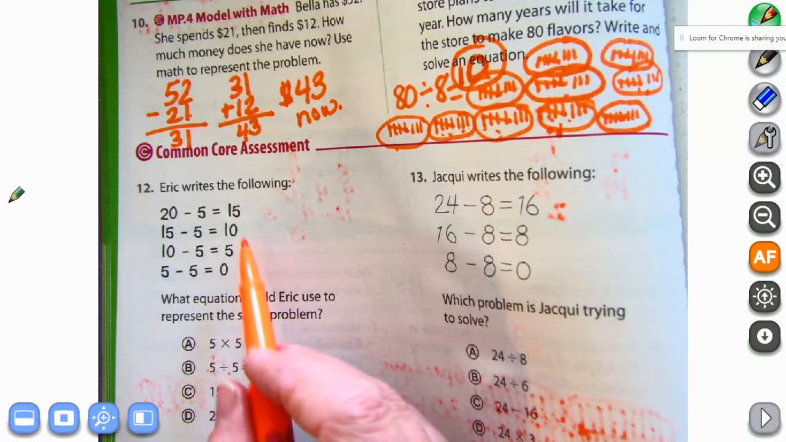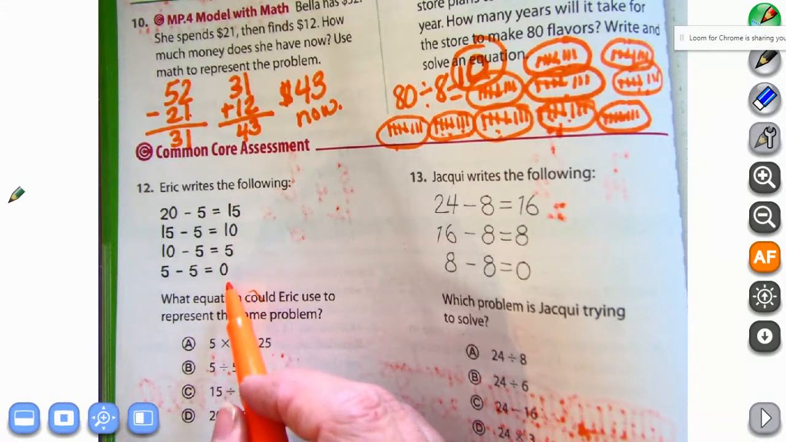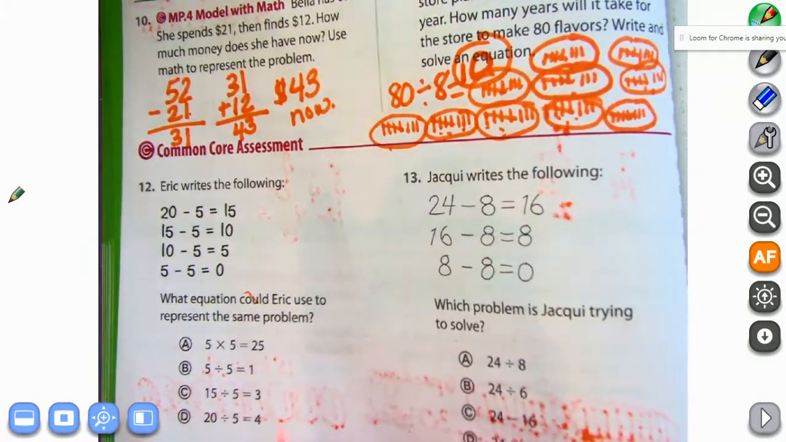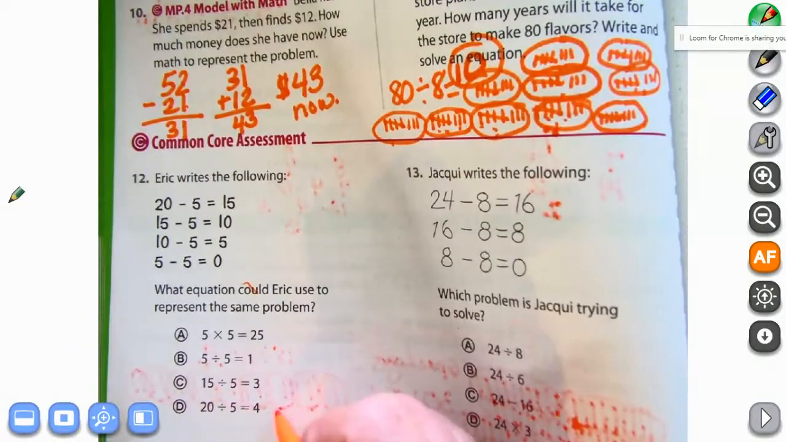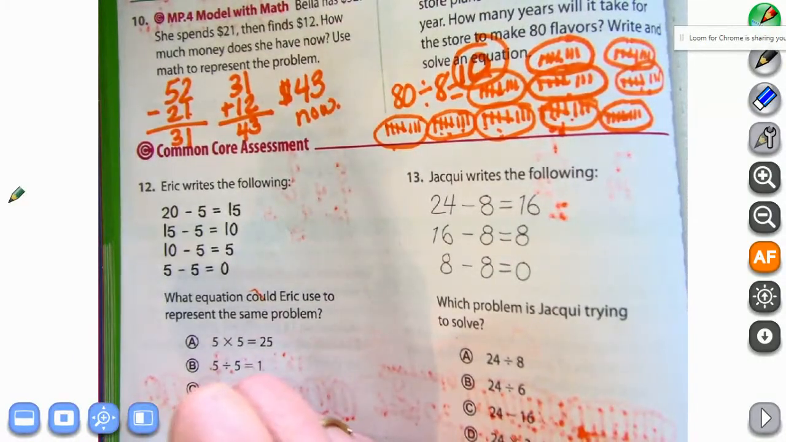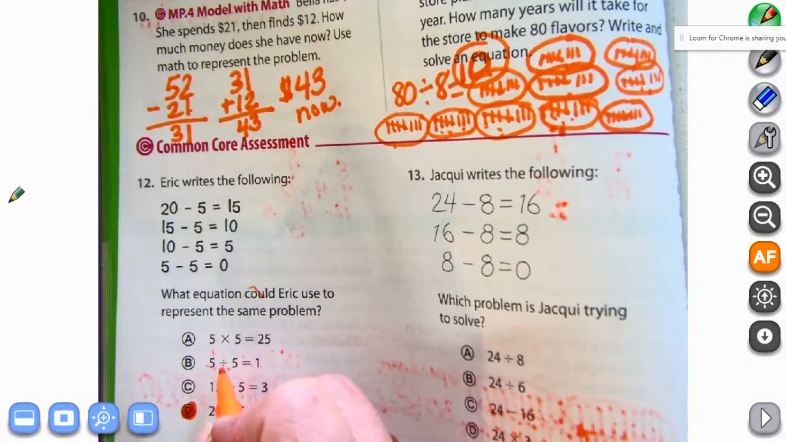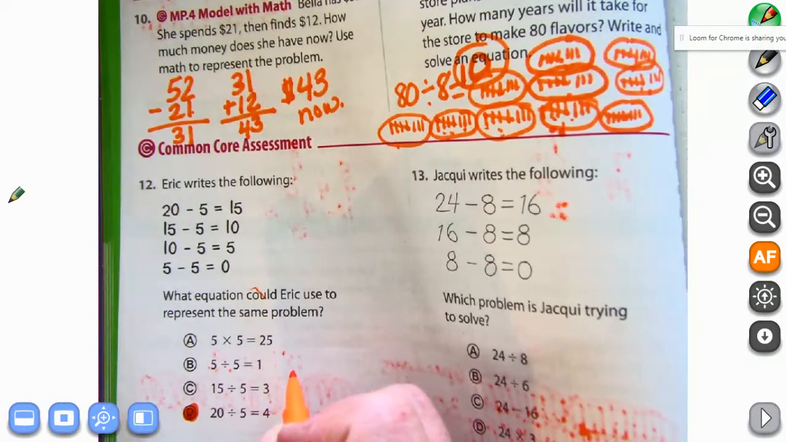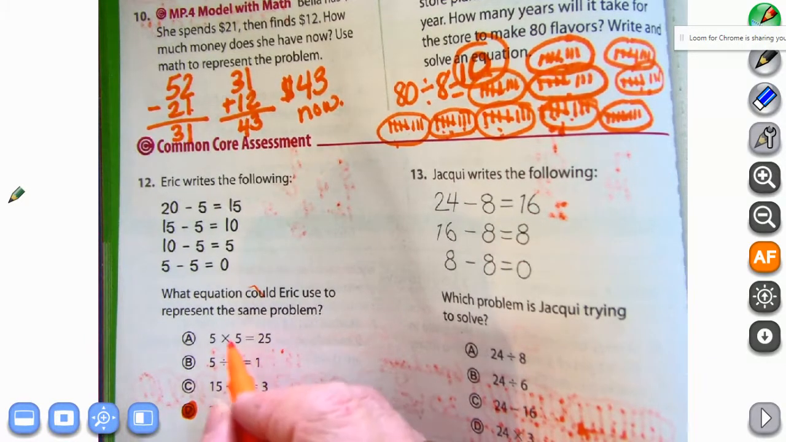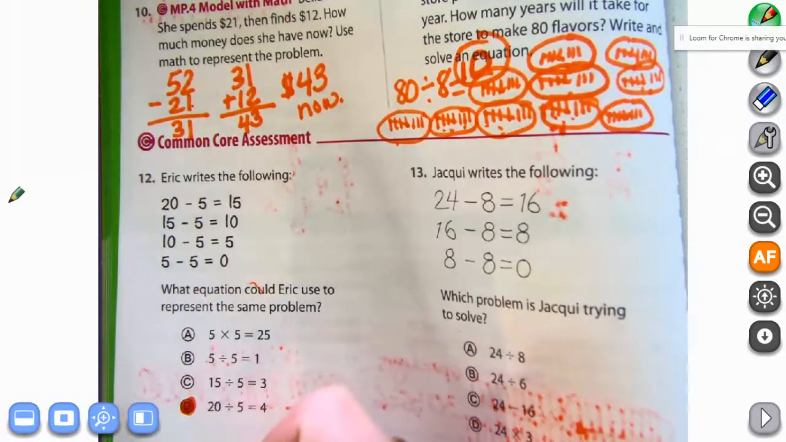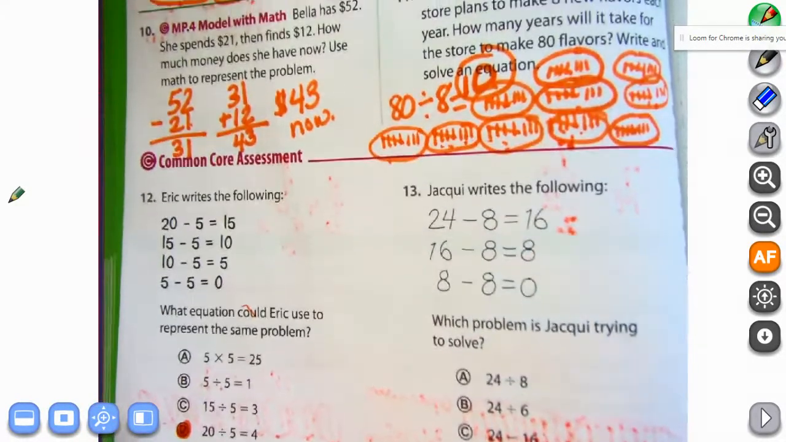Okay, so they subtracted 1, 2, 3, 4 times. So 20 divided by 5 equals 4. Do we have anything like that? 20 divided by 5 equals 4. That will work. 15 divided by 5 equals 3. Will that work? No, not quite. 5 divided by 5 equals 1. Not quite. 5 times 5 equals 25. Well, we can't beat that because 20 is the highest we're going. So there's only one correct answer.